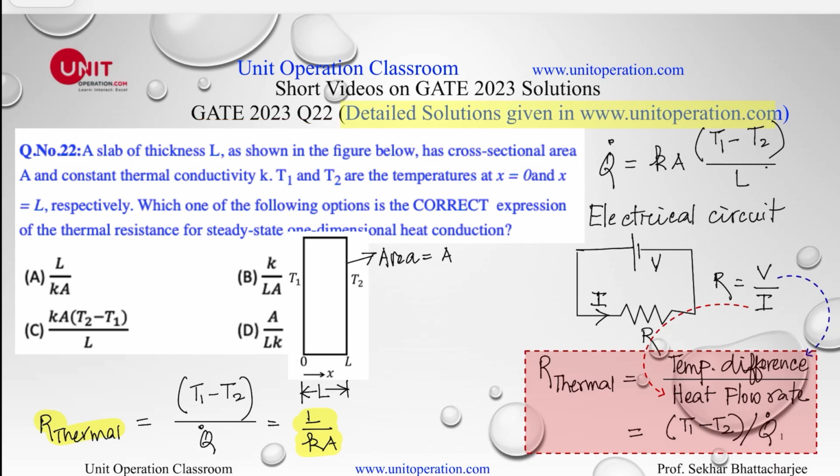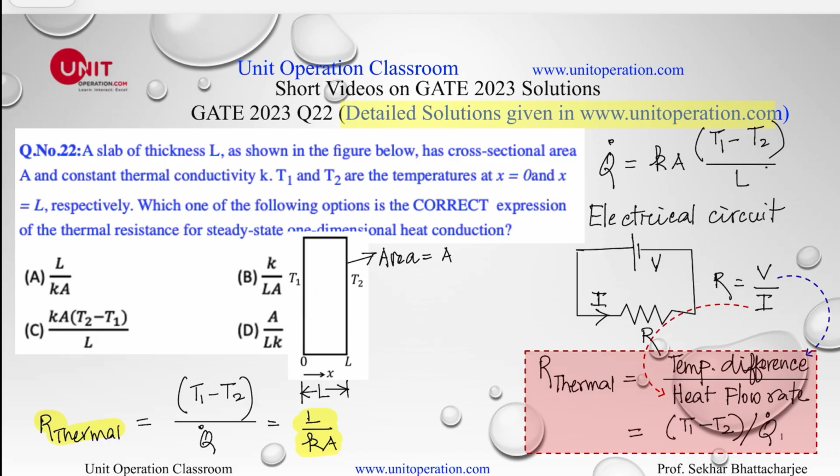A slab of thickness L, as shown in the figure, has cross-sectional area A. This area is A. And a constant thermal conductivity of K.